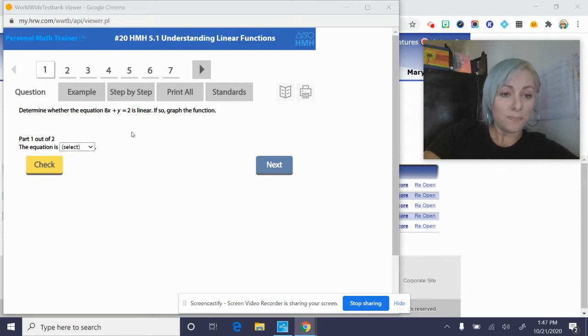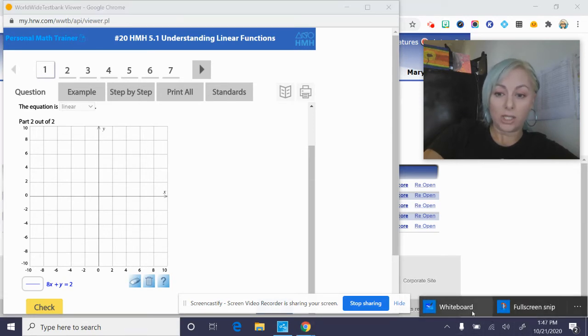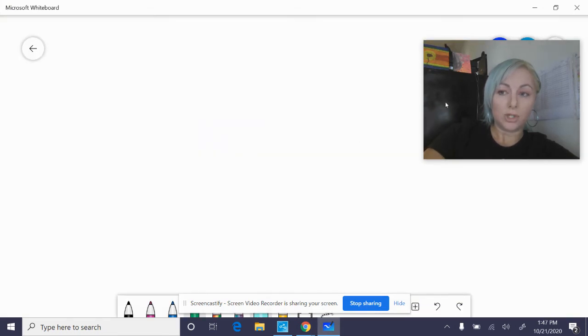So this is standard form with integer coefficients on the x and the y, which means that this is a linear function. And now we're going to graph it. When you are graphing these functions, there are different ways to go about it. One way is to take your equation and rewrite it in slope-intercept form, and then graph it. I put a video link in today's Week at a Glance on how to graph in slope-intercept form. Another way to graph an equation is to just create a table of values. And I'm going to show you that right now.